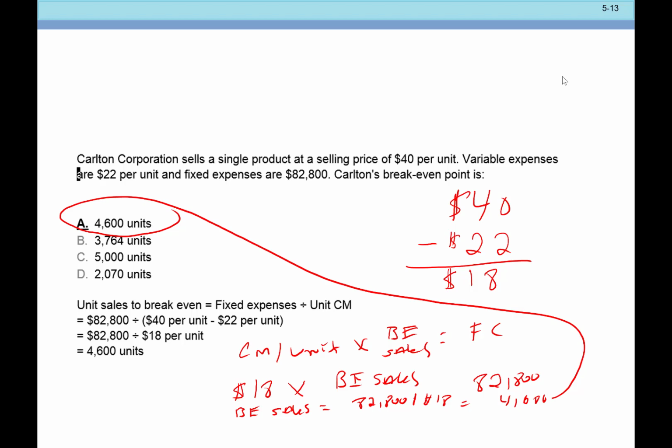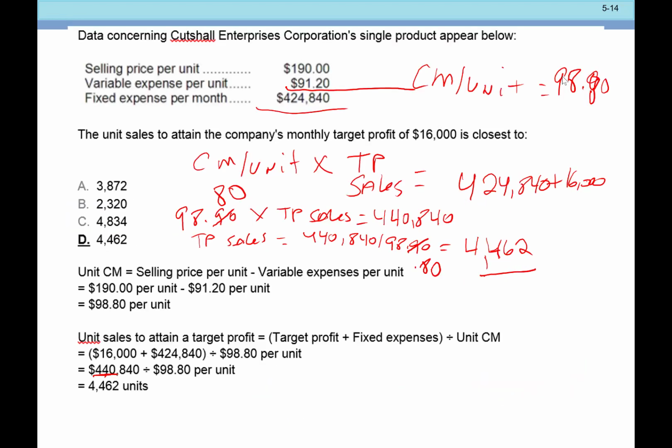Okay, all right, good. You come over then and you look at this one. And again, we want to make a profit, don't we? So what we do here is we simply add the target profit to our fixed expenses, right? Come up with the target profit units. So now we have this contribution margin of 98.80 per unit. Our fixed costs are 424,840. Then we have what? This target profit of 16,000, right? So you take the fixed cost of 424,840 plus the target profit of 16,000.